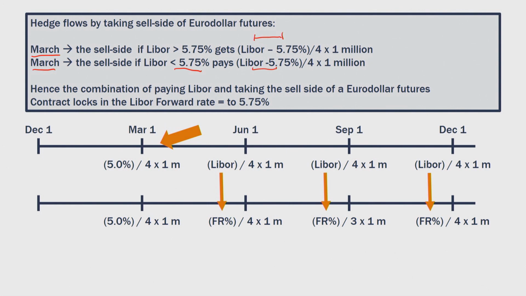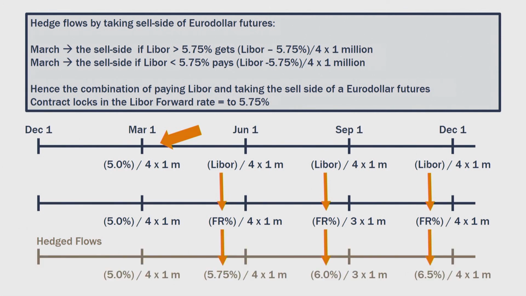If I combine these two things, where I have to pay LIBOR and I get this in, given that the euro-dollar futures rate for March to June is 5.75%, effectively what I would be doing is fixing the rate at 5.75%. So now what does it look like? Well, I have converted this unknown LIBOR rate to a fixed rate, and that fixed rate is 5.75.